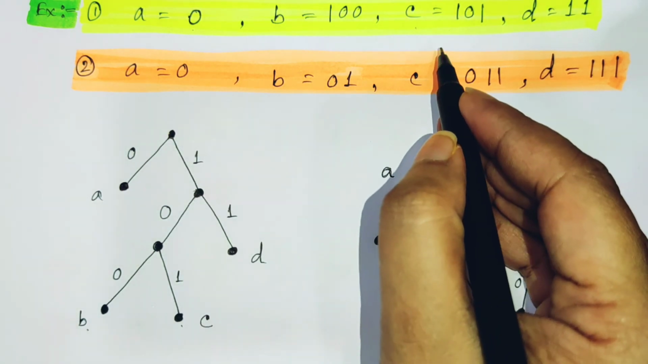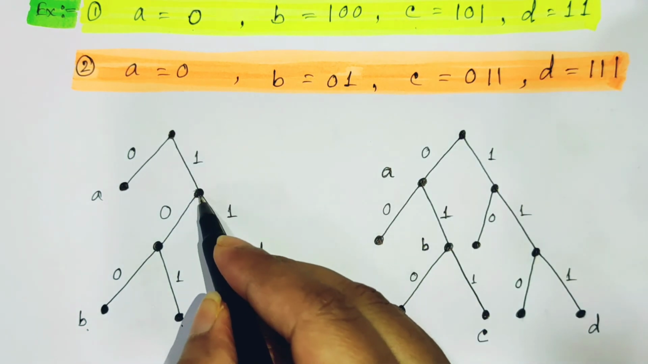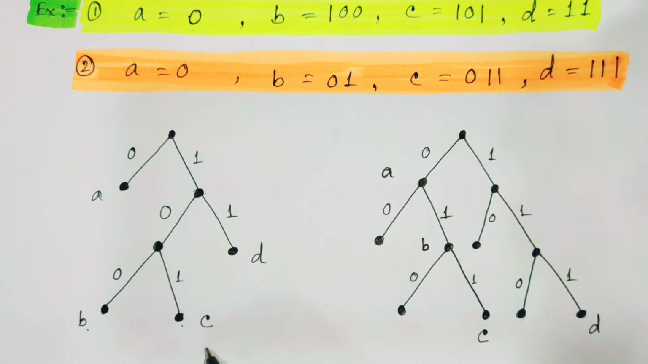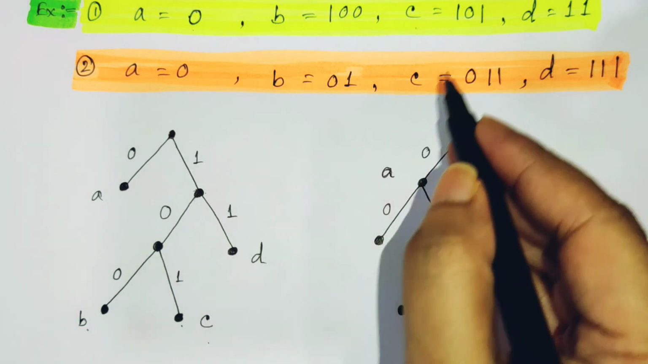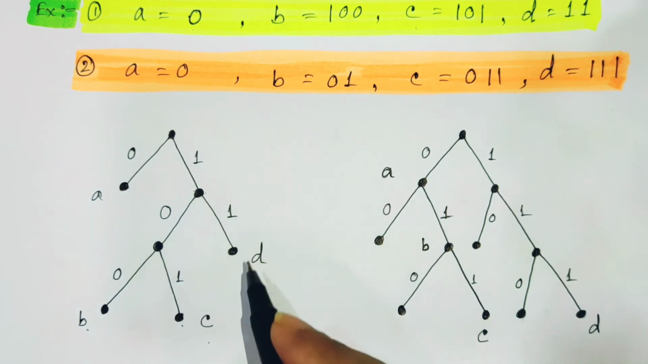Now C, its value is 101. So from the root it is 1, then 0 means this one, and 1 means this one, so it is our C. Next it is D. D means it is 11, so from the root node it is 1, and again this is 1, so we can say this node is D.